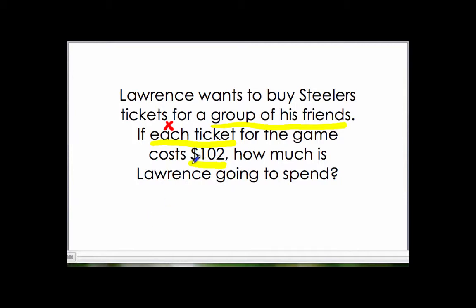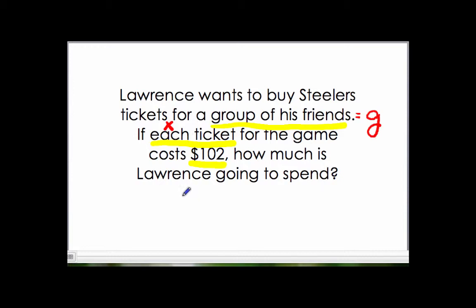Then we know we're going to multiply $102 with something. He's buying those Steelers tickets for a group of his friends. The problem is we don't know how many friends he's got. So since that's important information, a group of his friends, but we don't know the number, we're going to let that be a variable. So that group of his friends, we're going to let that be G for group.